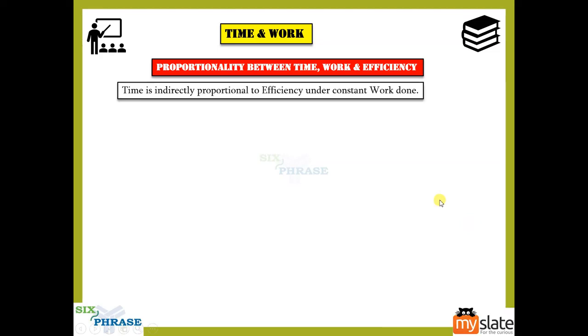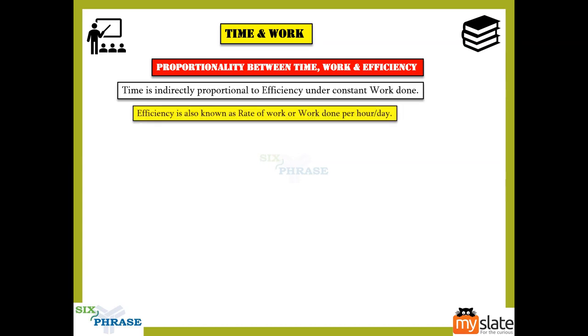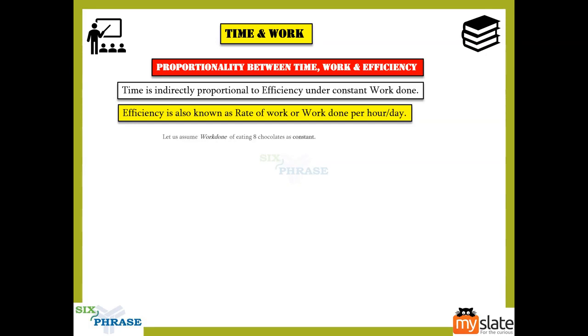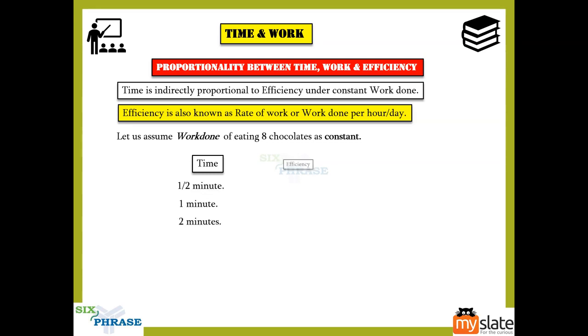So next is going to be time and efficiency. We are going to look at the relationship between time and efficiency, and it says they are indirectly proportionate. So we'll find out. Efficiency is also known as rate of work, or work done per hour. Now you have to keep work done, eating 8 chocolates, constant, guys. So here work done is going to be constant. So time: half a minute, 1 minute, 2 minutes, and efficiency.